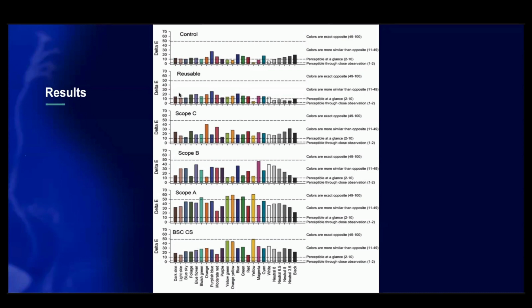So you can see that the reusable scope was very, very similar to the control digital camera. And then you have your other scopes here, and Boston Scientific is somewhere in the middle. There were some colors that were very close to being opposites, but it was yellow and greens, which is not something you really see when you do ureteroscopy into a kidney.